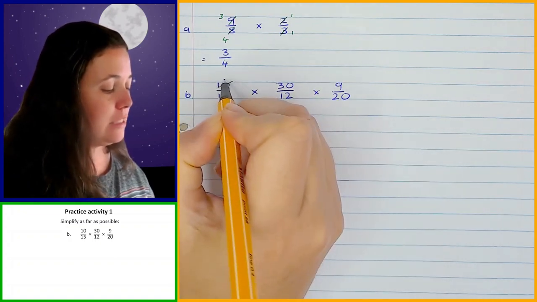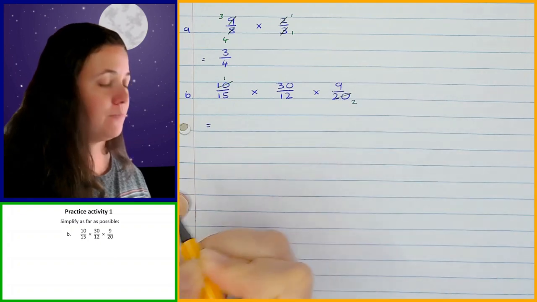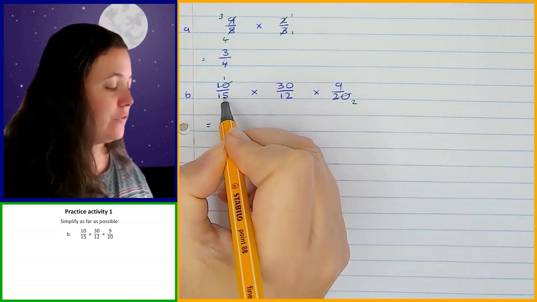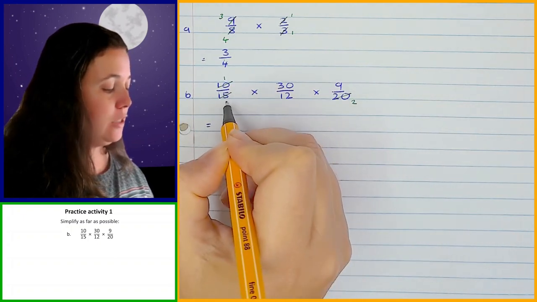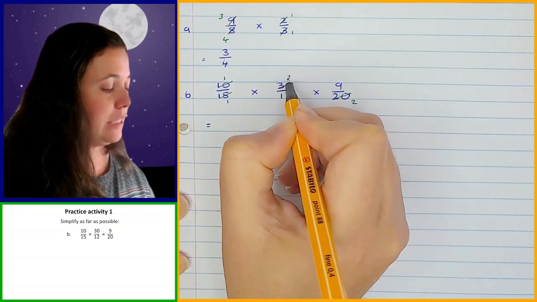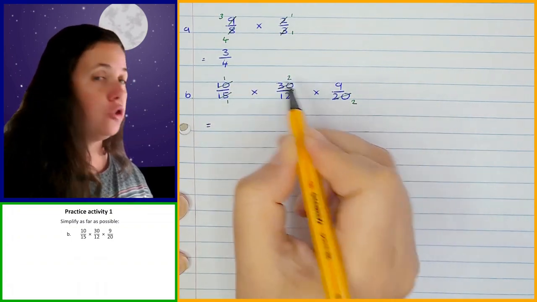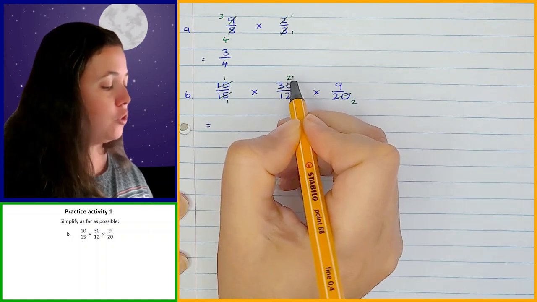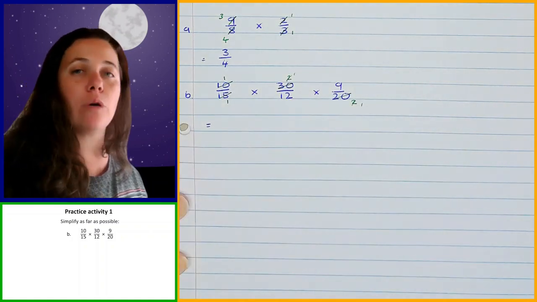I'm going to say 10 goes in there once and 10 goes in there twice. Okay, then over here I've got 15 and 30. 15 goes in here once and 15 goes in there twice. And then these 2's over here, I can cancel out. Like I said, 2 goes in there once and 2 goes in there once. So I don't have to worry about those 2's anymore.